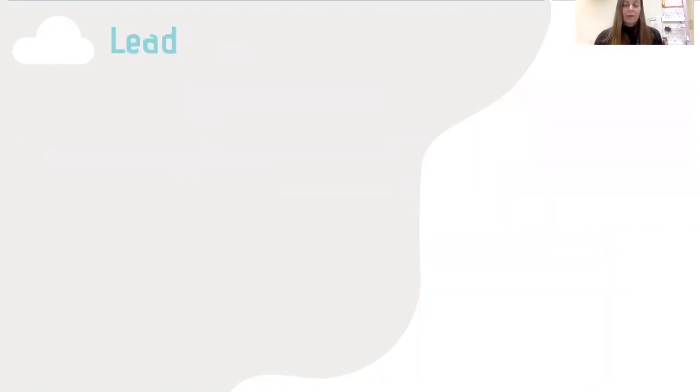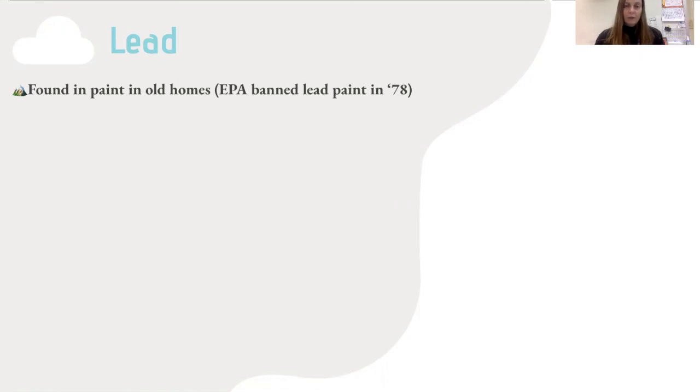Okay, another indoor air pollutant is lead. So we've talked about lead as a pollutant coming from leaded gasoline before that was banned in 1974. We've talked about it coming from the combustion of coal. When we talk about it in indoor air pollutants, it's generally coming from paint. So in old homes, lead used to be used as an additive to keep colors bright and to make paint more cleanable. So until the EPA banned lead paint in 1978, lead was a very common component of paint.